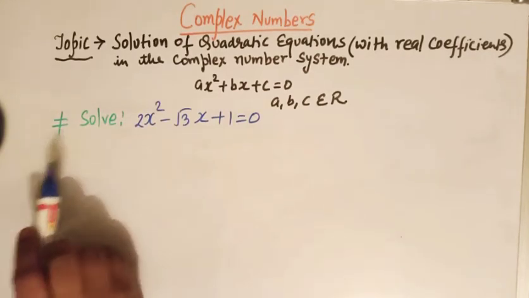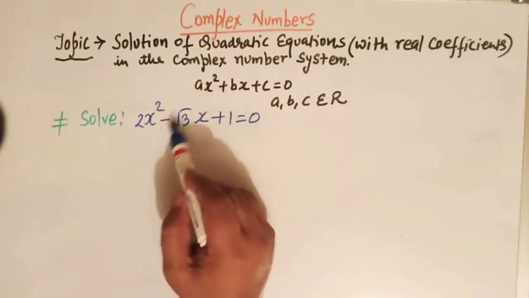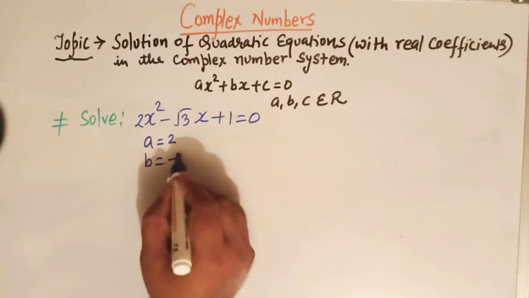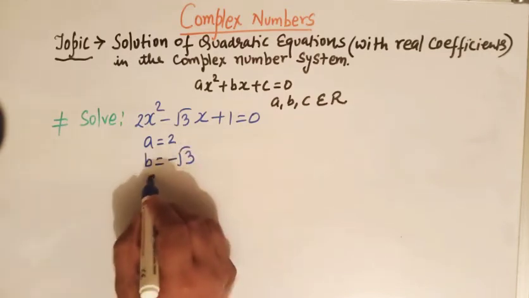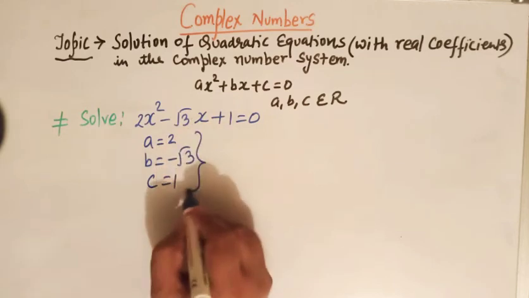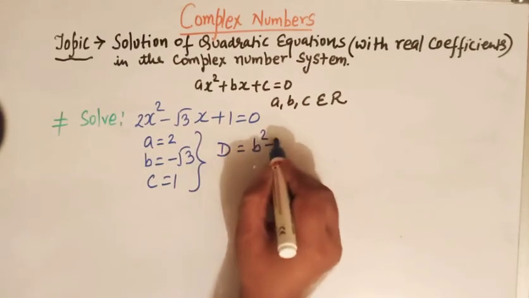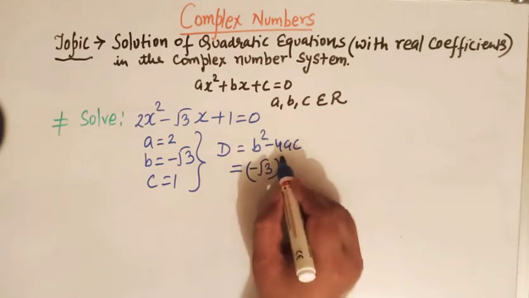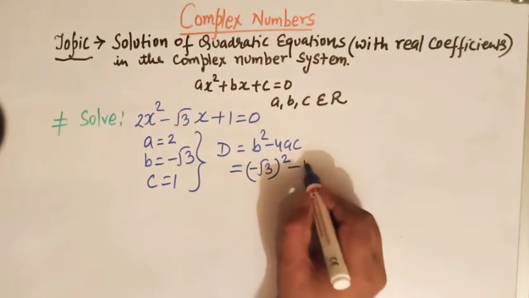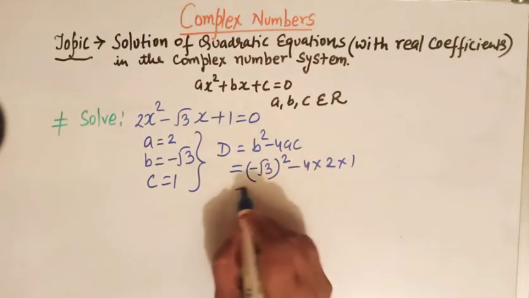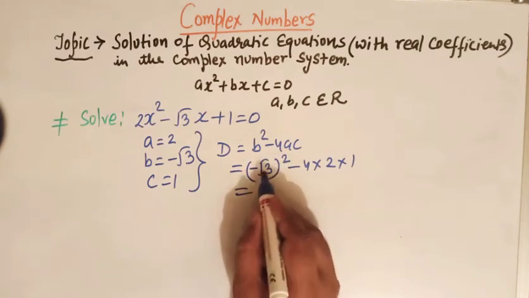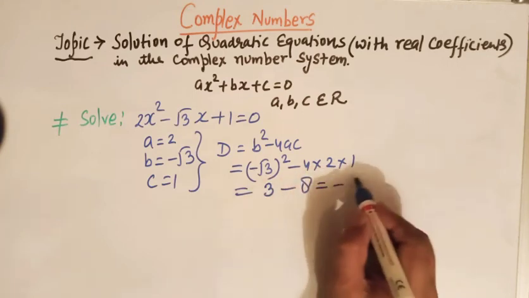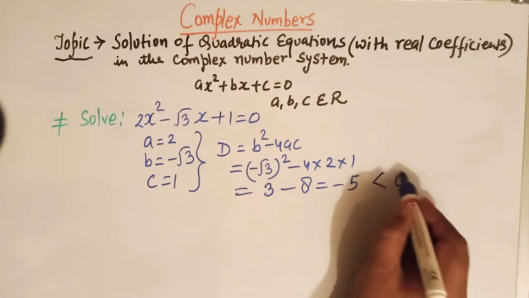Now viewers, let us take this problem. If we compare this equation with the standard equation, we have a is 2, b is minus square root of 3, and c is equal to 1, right? So the discriminant is b square minus 4ac. So here we have minus square root of 3 whole square minus 4 times 2 times 1. Minus square is plus, so root 3 square is 3, and we have 8 here, so we have minus 5, and this is less than 0.